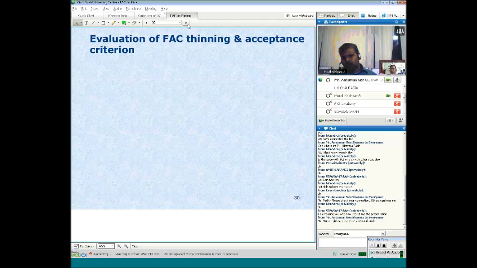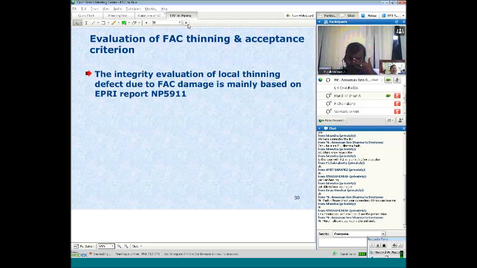This is called the FAC program, where you should inspect, how you should inspect, and what you should do after you get the inspection results. So this is the integrity of the thickness measurement. You can refer to the EPRI report NT 5911. What I am going to show you is based on that.